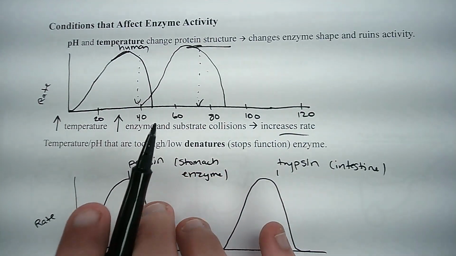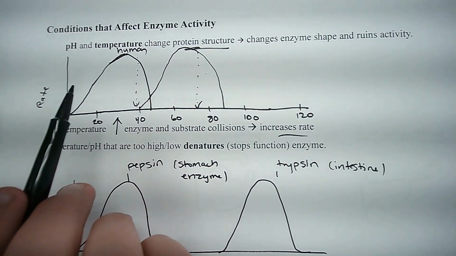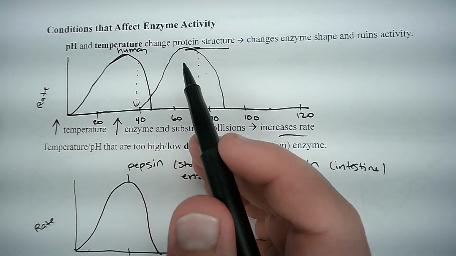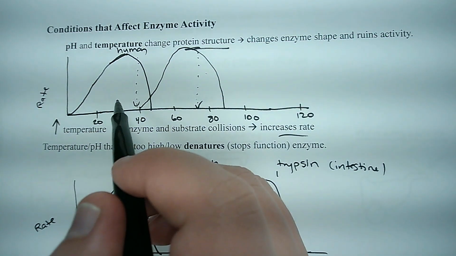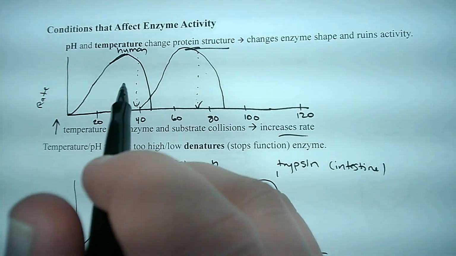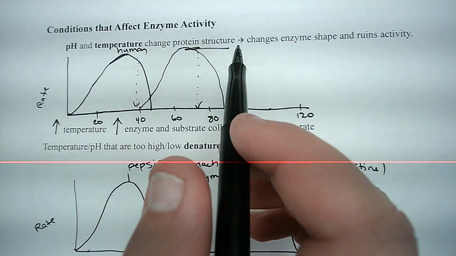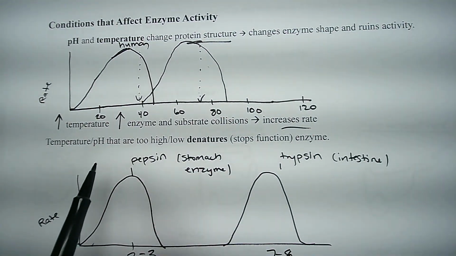There are some conditions that affect enzyme activity, the ability of enzymes to catalyze a reaction. For instance, pH and temperature. Remember, enzymes are proteins, and proteins are affected by pH and temperature. They have bonds. And so it turns out pH swings that are too high or too low can change the enzyme shape and ruin the catalytic activity.